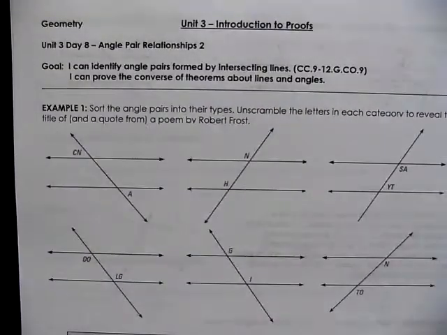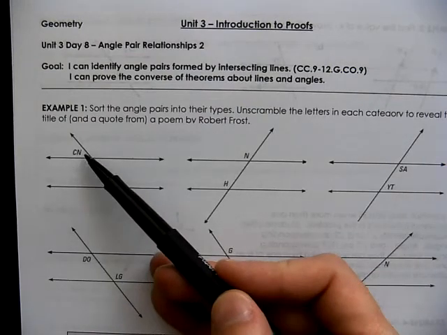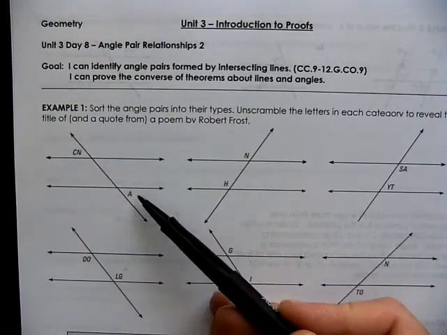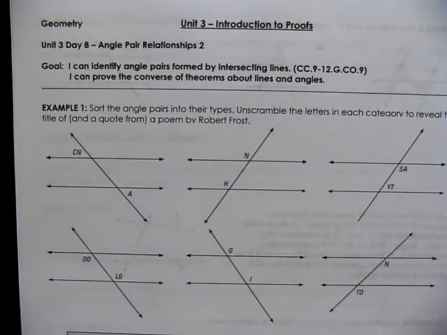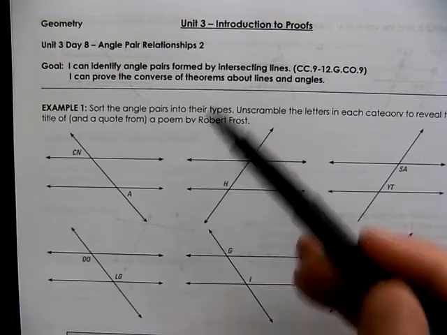So we're going to practice identifying and using those angles today. And then a little bit at the end we have a bit of new information. So this example one is really more of a practice. This is something I have you do in class to practice identifying what the name of these angle pairs are. And it's sorted as a puzzle. This is not really an angle name. It's just that we're going to take these letters and put them in the box below and unscramble them to create a title of a poem by Robert Frost.